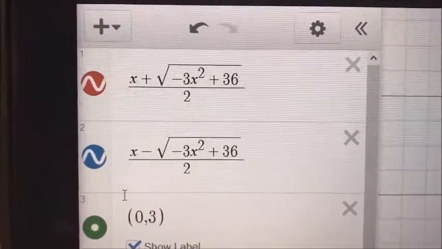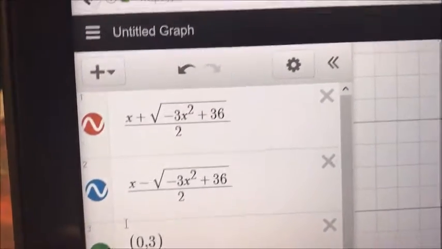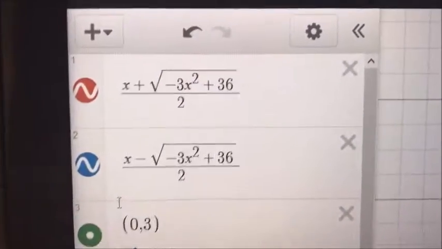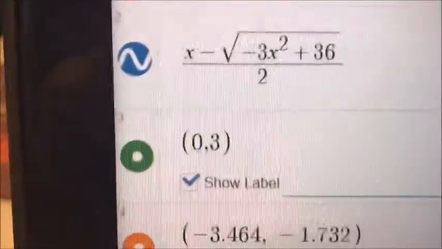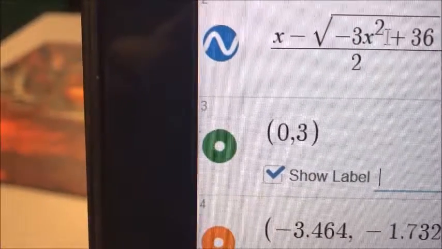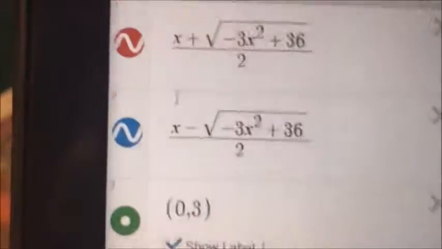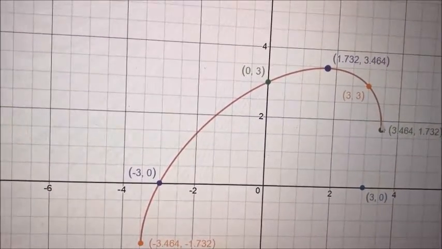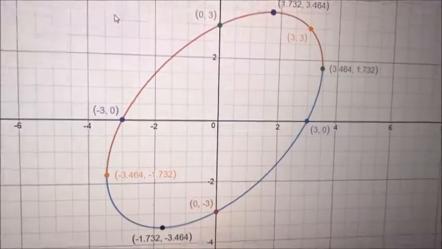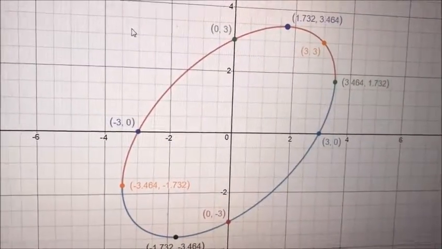Okay, if you remember previously, when we used the quadratic formula to get our two functions, these are the two equations that we got: x plus the square root of negative 3x squared plus 36, all over 2, and x minus the square root of negative 3x squared plus 36, all over 2. When you graph these functions, this is what it looks like. It's just that red curve that you see right there. You can ignore the points for now; I'll get to them in a minute. And when we graph the second portion of the graph, this is what it looks like, indicated with the blue, and altogether it forms an ellipse.